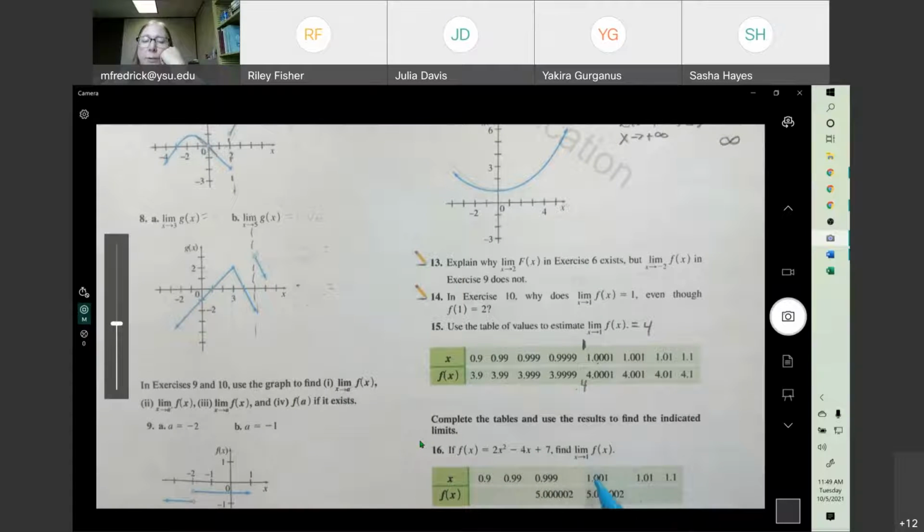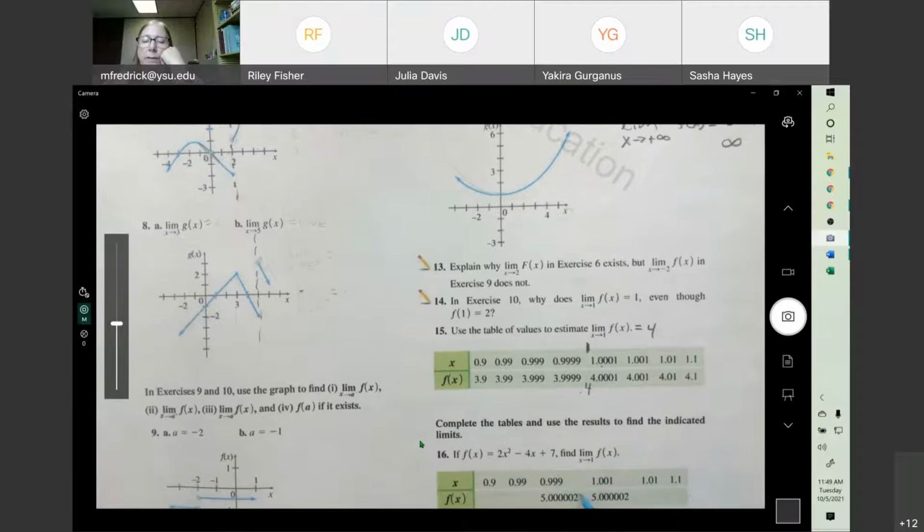This one looks like it approaches 5. But is there any questions on that? So it's just plugging in like we did in the first problem.